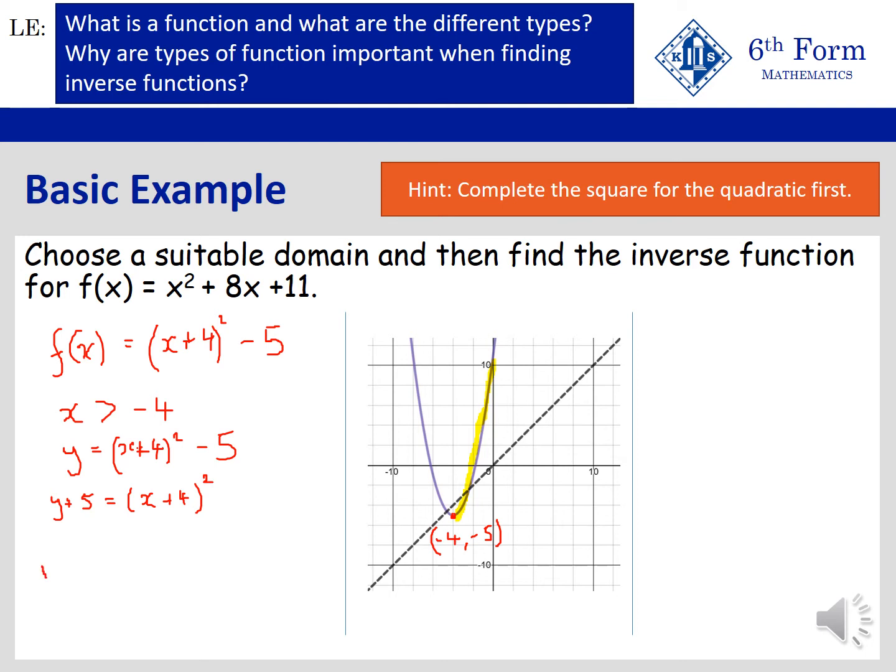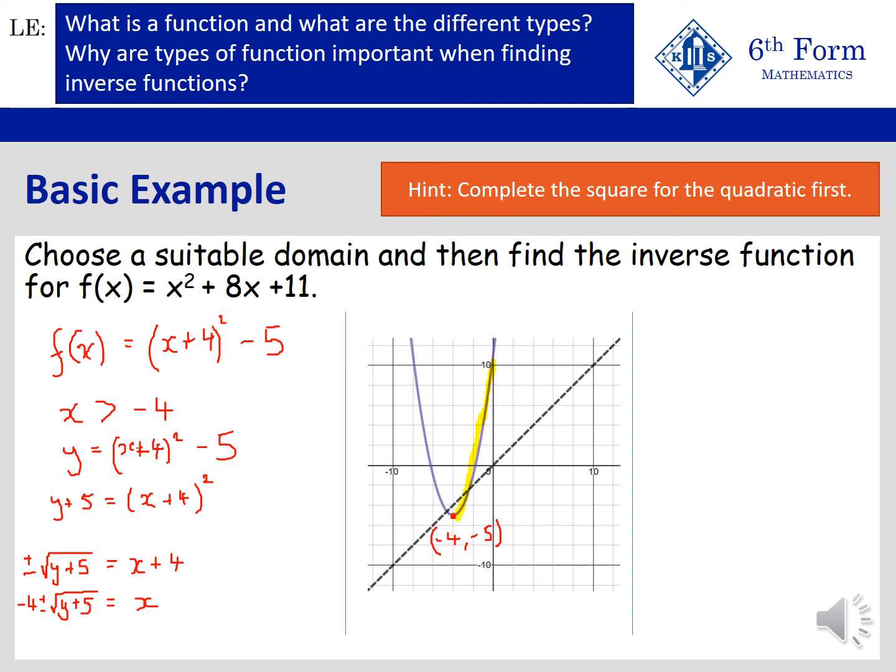So to remove the squared from the right hand side, we need to square root. And we're adding in the plus or minus sign, because at the minute we've not considered if we want the positive square root or the negative square root. And then to finish off, we're going to subtract the 4. So I'm probably going to go for writing it as -4 plus or minus the square root of y plus 5.